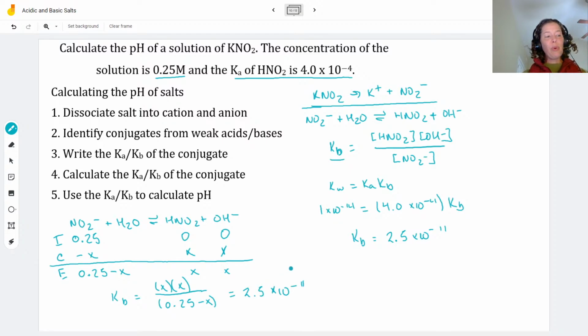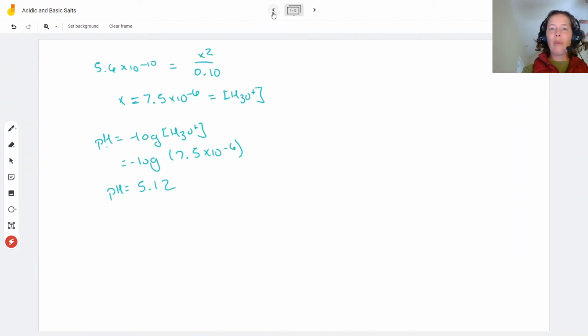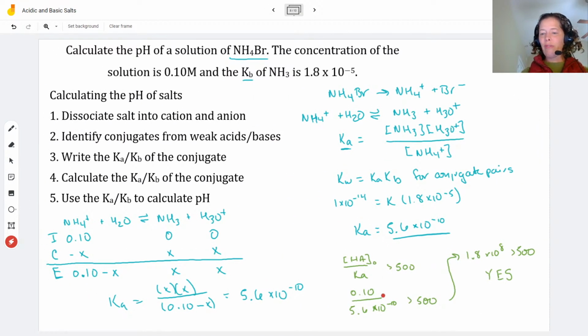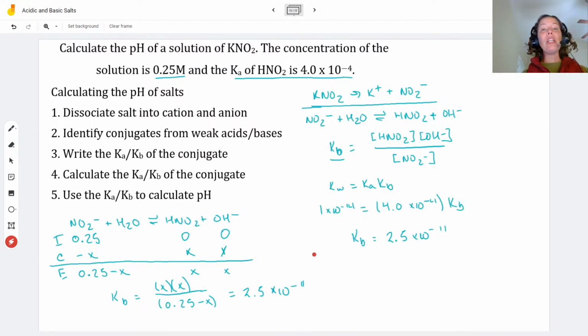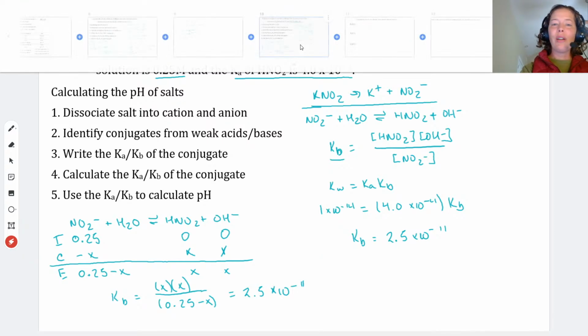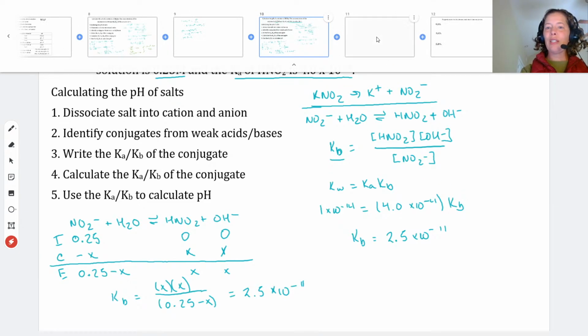Now, at this point, I could calculate my 500 rule, but you can see that this is 10 to the negative 11th. And remember back here when we calculated our 500 rule, we had 10 to the negative 10th, and this ended up being huge. It was much bigger than 500. So we're just going to skip that step because we know it's going to be bigger than 500, so we don't have to mess with it. So at this point, I'm going to go to another page just so I've got space.